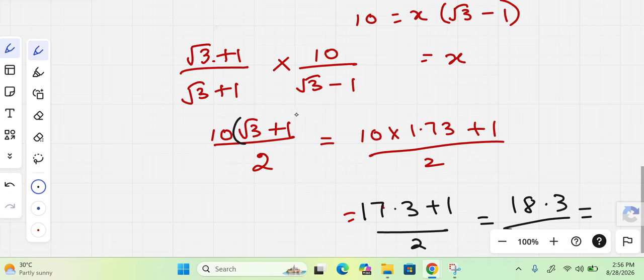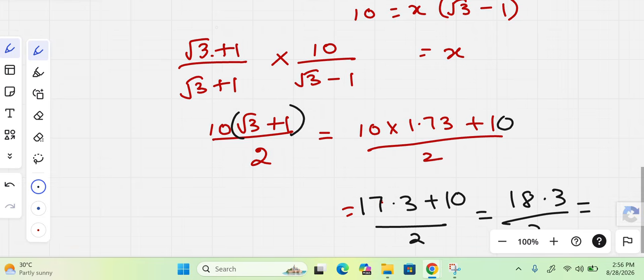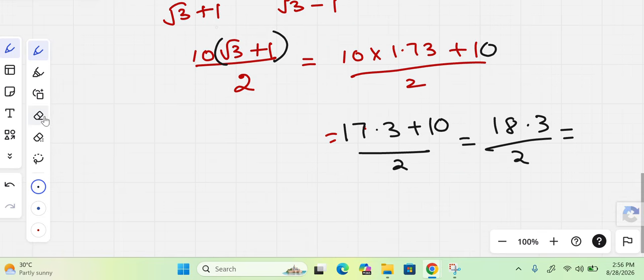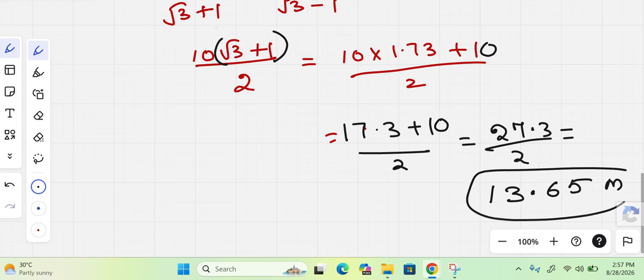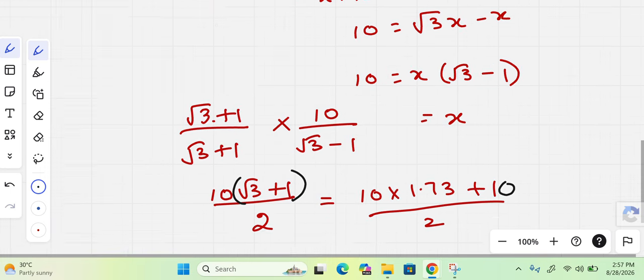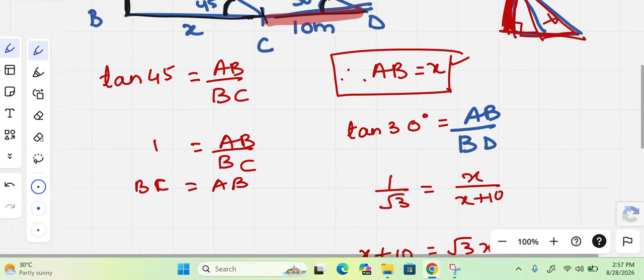It is 10 into bracket. Sorry, did not see. How much is it? 27.3. So it should be 13.65. That is the final answer. 13.65.